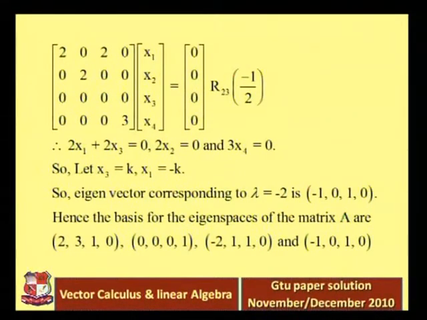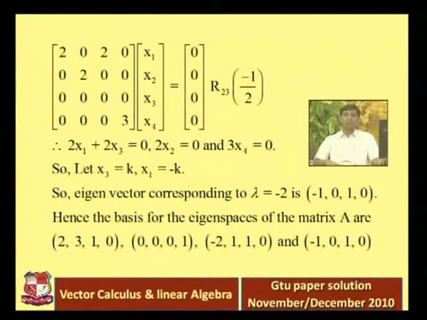So that's why 2x1 plus 2x3 is equal to 0, 2x2 is equal to 0 and 3x4 is equal to 0. So let x3 is equal to k and x1 is equal to minus k. Okay, because in the third column we don't have a leading entry, so that's why we take x3 is equal to k. So from x3 is equal to k, x1 is equal to minus k. So the eigenvector corresponding to lambda equal to minus 2 is minus 1 0 1 0.